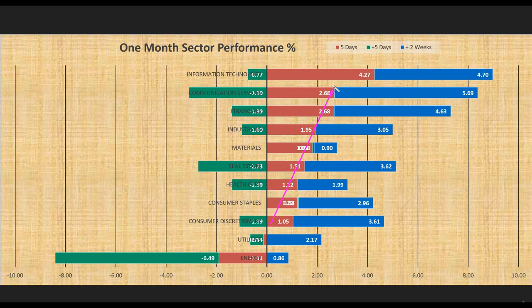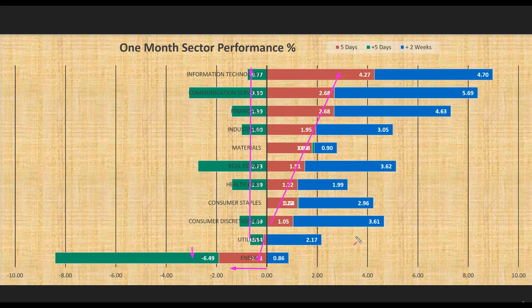This week, most of the sectors went up by significant percentages. Only utilities and energy declined. That is very different from what we saw 1 week ago. That time, most of the sectors went down. The green bars came to the left of the zero line.